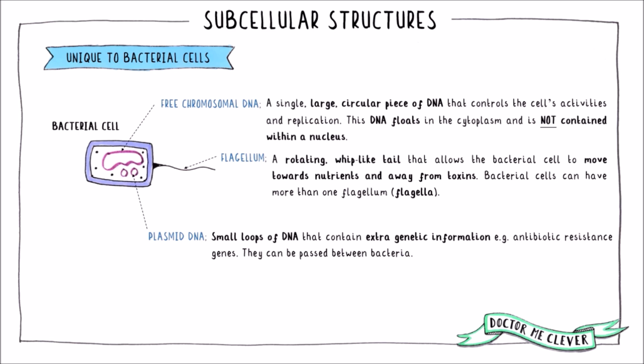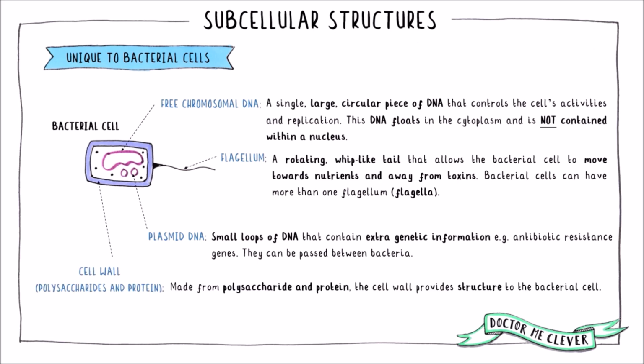Bacterial cells contain plasmid DNA. These are small loops of DNA that contain extra genetic information. For example, the genes that make a bacterial cell resistant to particular antibiotics. Plasmid DNA can be passed between bacteria. And like plant cells, some bacteria have a cell wall. However, it is made from polysaccharides and protein, as opposed to the carbohydrate cellulose. The cell wall provides structure to the bacterial cell.